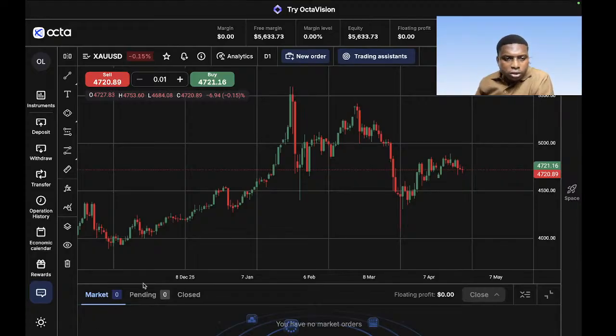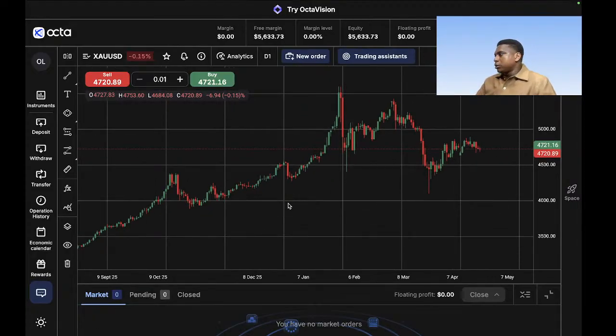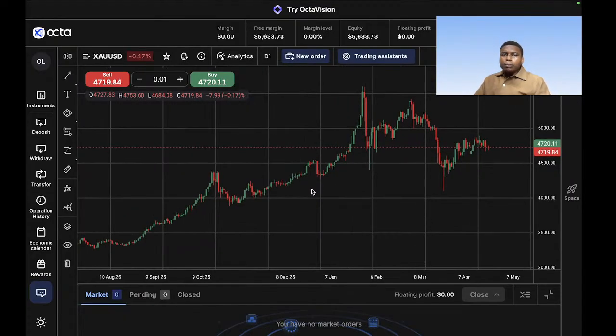So let's do this. Now, this is the gold market on the daily time frame. And now we want to map out key levels of support and resistance. We also want to understand the market structure. How is the market positioned?